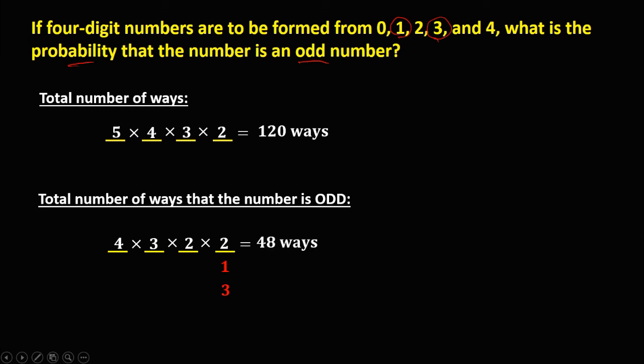So therefore, the probability that the number is odd is 48 over 120. Then reduce. So that's 2 over 5. So this is now the probability that the number is odd, 2 over 5.